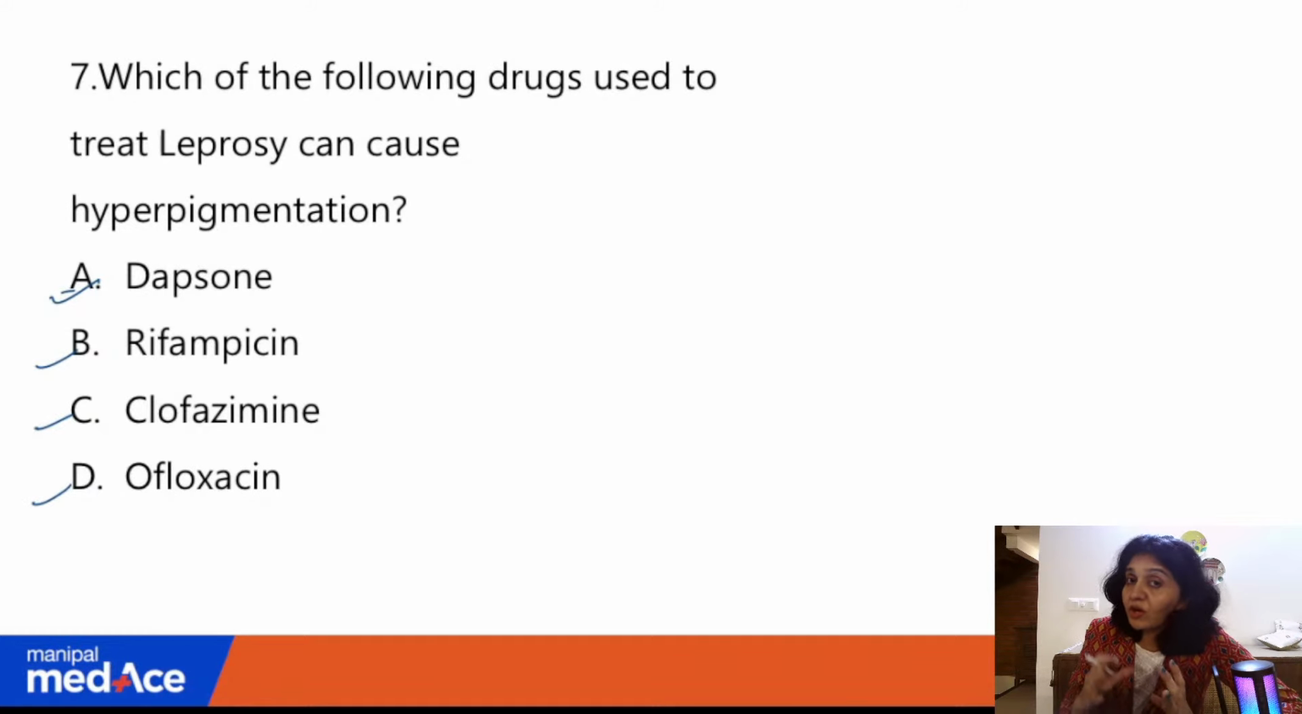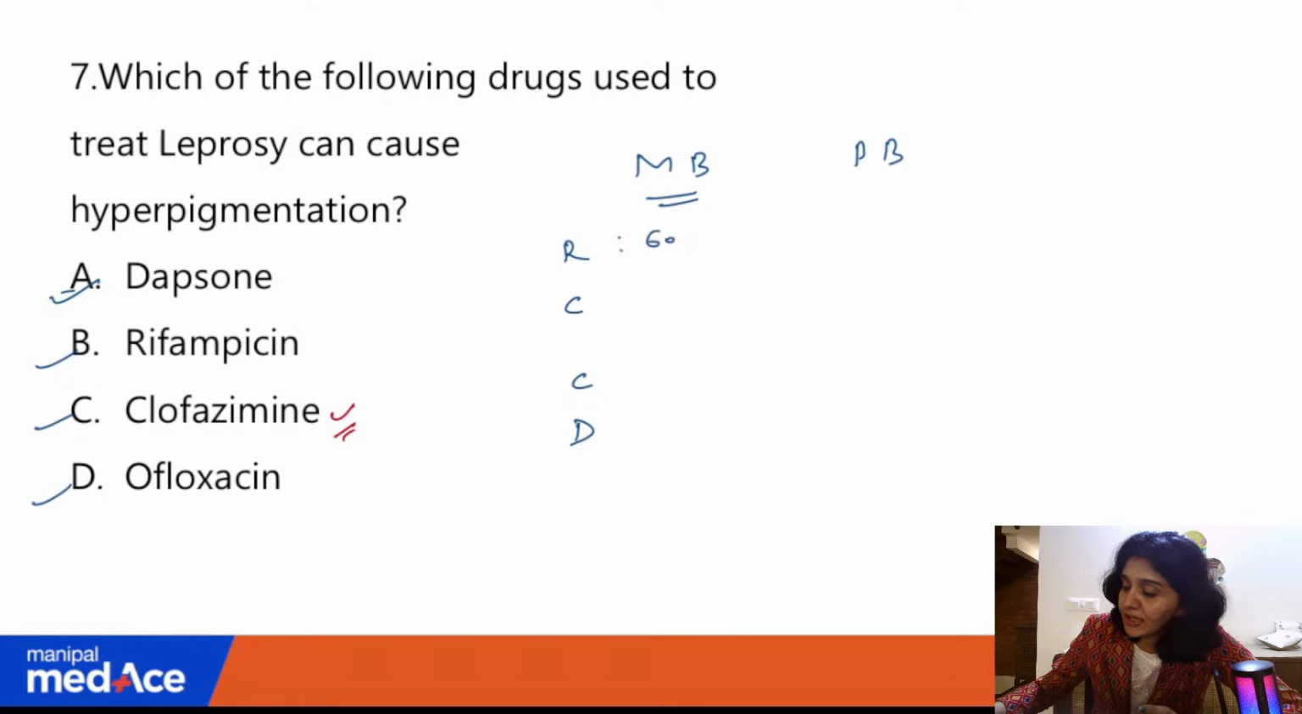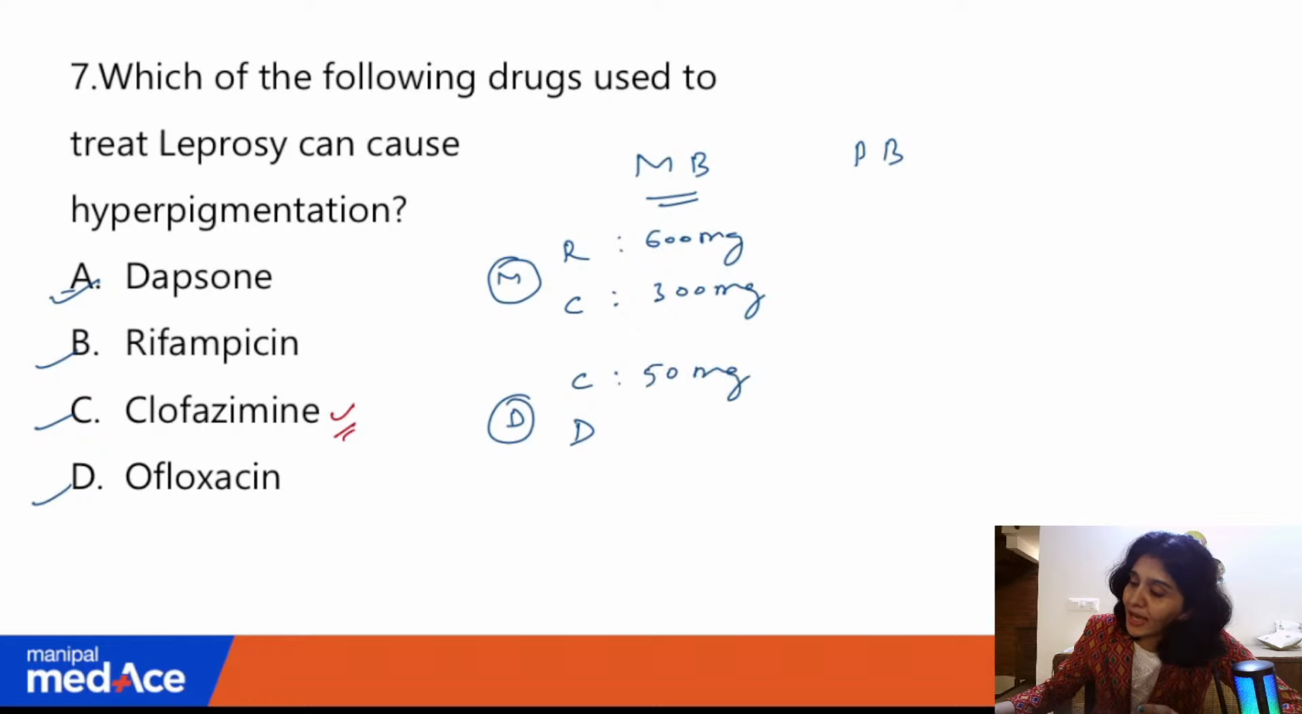So the most appropriate option here is clofazimine, right? So this causes hyperpigmentation. So before looking at the side effects of all of these drugs, let us revise the schedule once for multibacillary and paucibacillary. So what is the regimen? We use rifampicin and clofazimine monthly, clofazimine and dapsone daily. Rifampicin dosage is 600 mg, clofazimine dosage is 300 mg, given monthly once. And daily you give clofazimine 50 mg and dapsone 100 mg. Okay, and this is for 12 months duration.